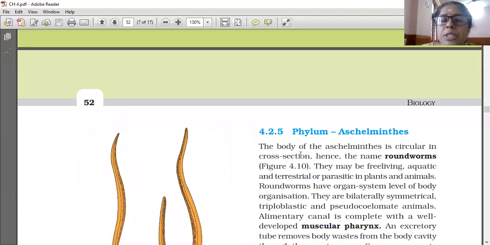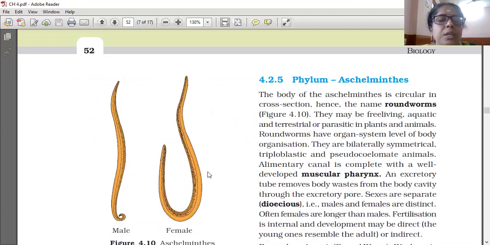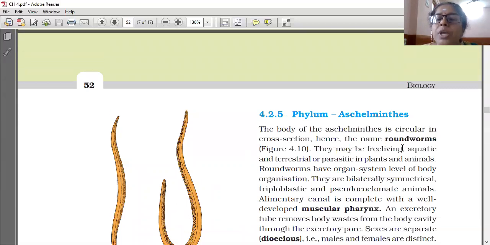Phylum Aschelminthes. The body of the Aschelminthes is circular in cross section. Aschelminthes means round hole; Aschel means round in shape, platy means flattened, like that. The body is circular in cross section, hence the name roundworms also. It got the name roundworms.